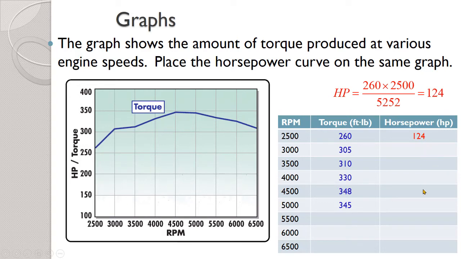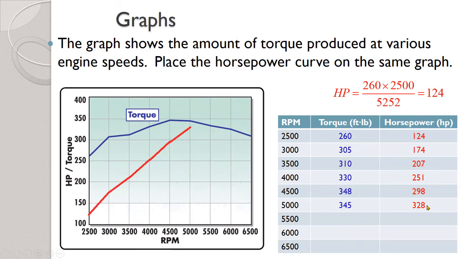You can repeat that for all these values, and as you can see, our horsepower goes up. And now we can plot those. So I'm doing those all at once here, but at 2500 RPMs, we have about 124 horsepower. So that gives us our red curve, which is the horsepower curve. It climbs to 174, and that climbs to 207, up to 250, 251 actually, 298, and we're up to 328. And so you can see the horsepower is climbing as we rev that engine higher and higher.